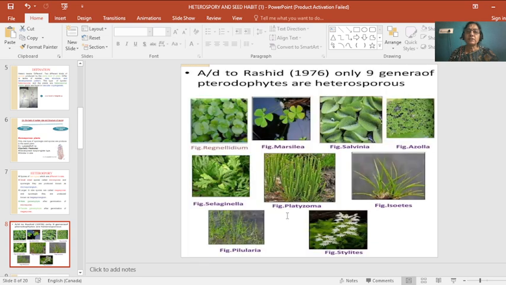According to Rashid, 1976, only 9 genera of the pteridophytes are heterosporous, where you can see Regnellidium, Marsilea, Salvinia, Azolla, Selaginella, then Platyzoma, Isoetes, and Pilularia, and then Stylites.